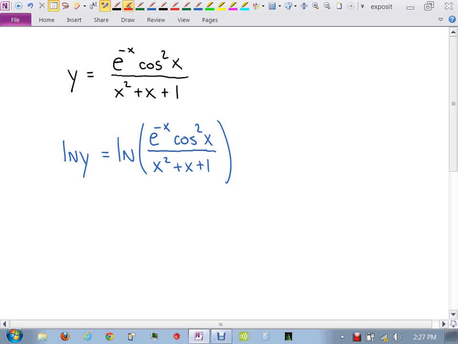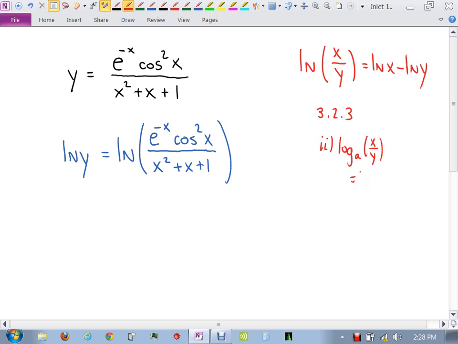But there are some other properties of logs that, again, were in my videos that I did. One of them said this. Actually, I have my notes with me so I can tell you exactly what I'm talking about. It's written a little different in the notes. I'm talking about 3.2.3 in the notes. Property 2 says log base A of x over y equals log base A of x minus log base A of y.